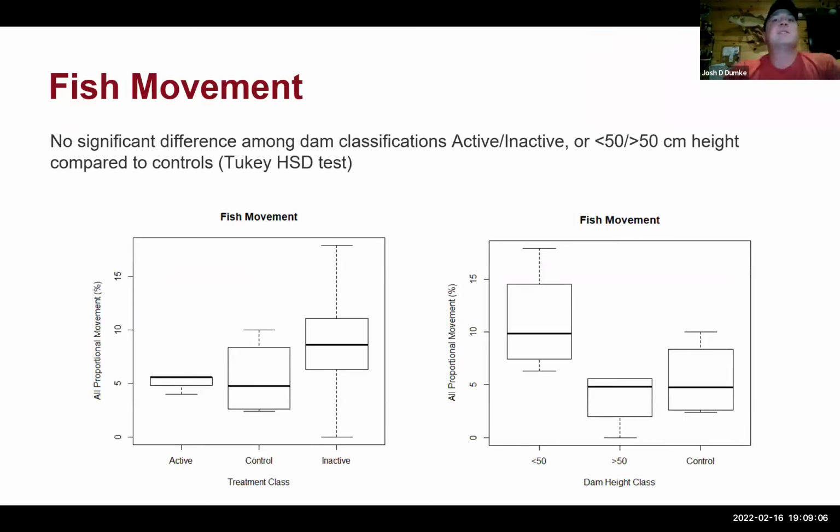When looking at the differences of inactive or active dams against control movement, there wasn't any significant difference. Active and inactive dams had really no change between fish moving past those versus full reaches. In looking at dam height class, there's some more separation between the smaller dams, less than 50 centimeters in height, versus the larger ones greater than 50, but it wasn't significant, and neither of those height classifications are any different from the control reach movement. Next.